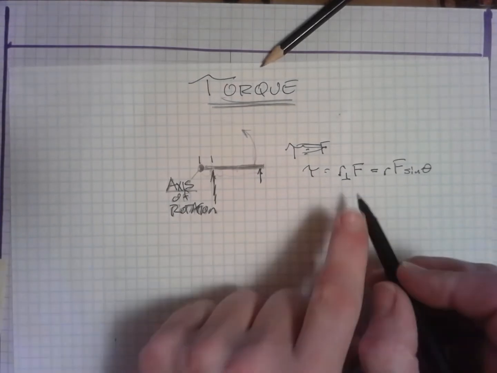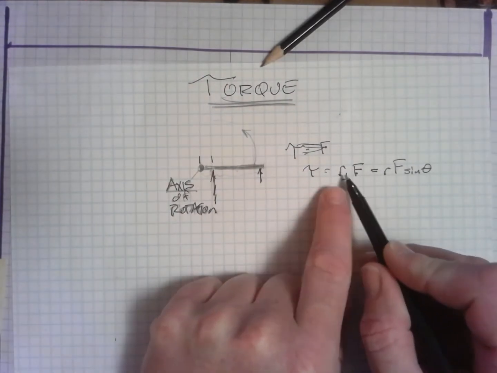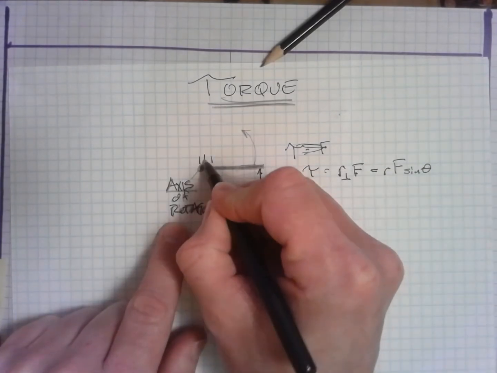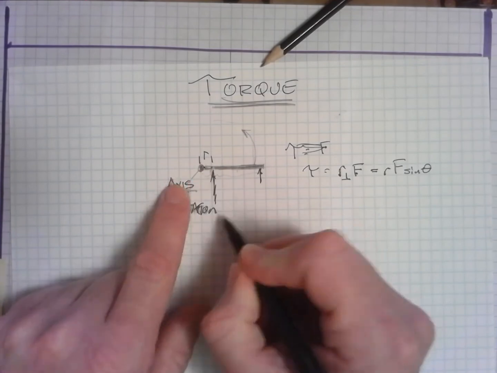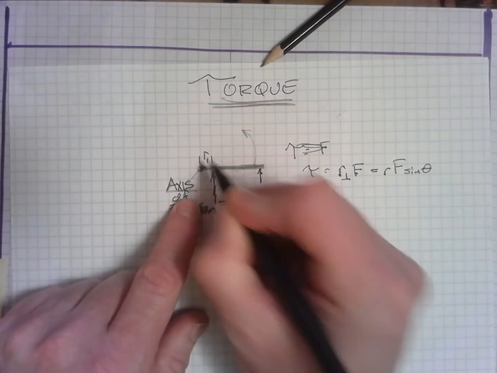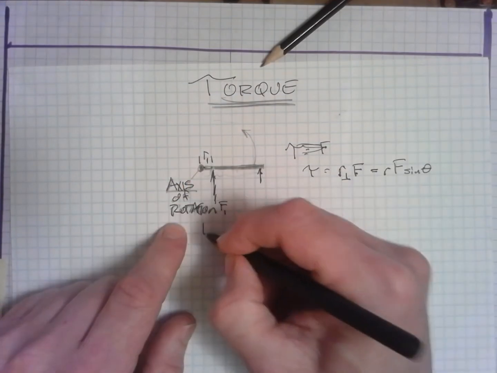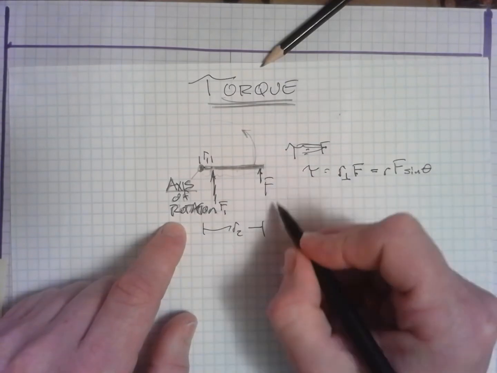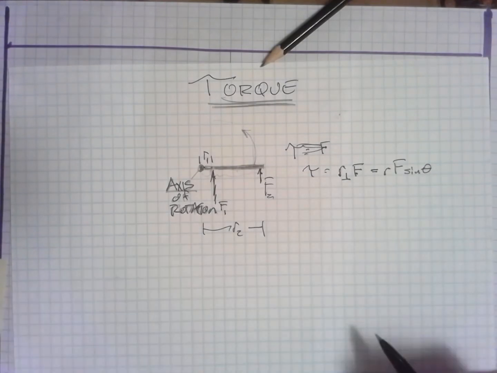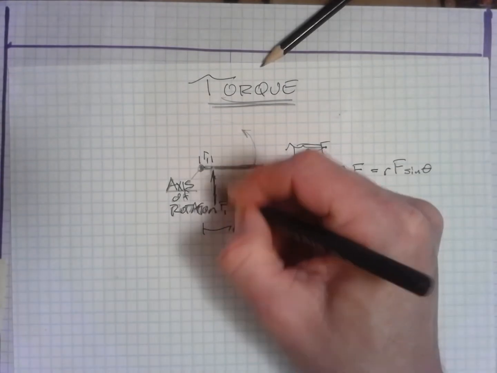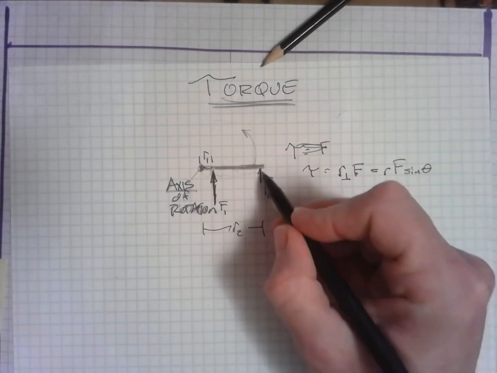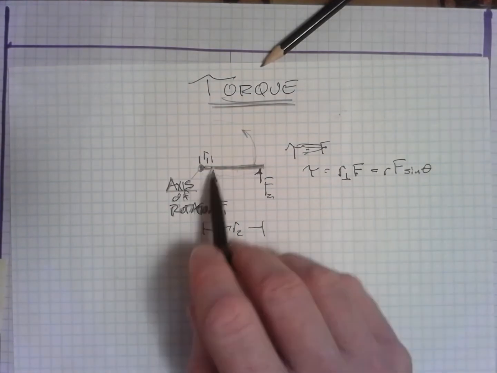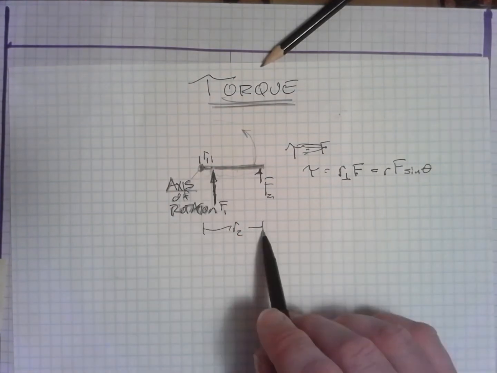So it matters not only how hard you push, but where you push. This R is the distance from the axis. So for this force, that would be R. So we'll call this force 1. This would be R1. And R2 would be this distance and this force. We'll call it force 2. And you could have two very different forces, right? A small one and a large one, produce the same torque because one of them has a small r and the other one has a large r.